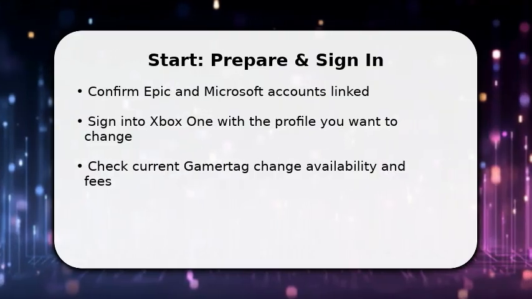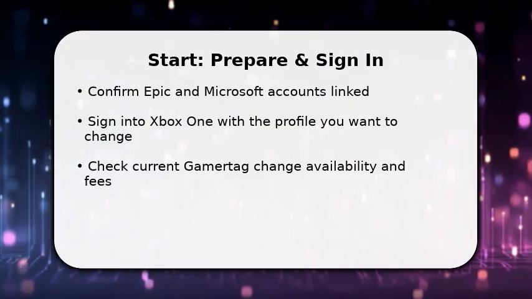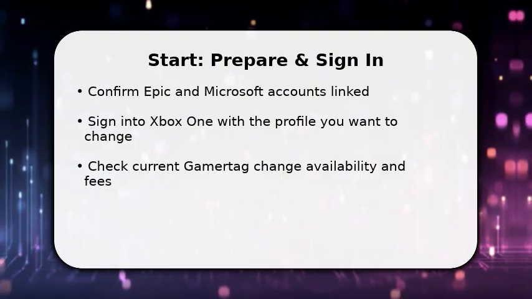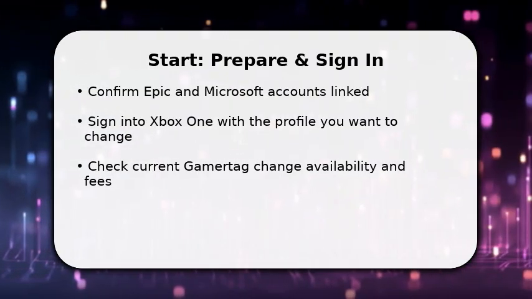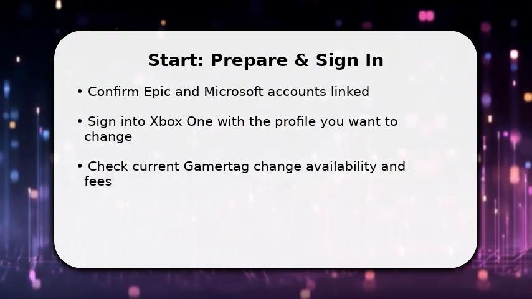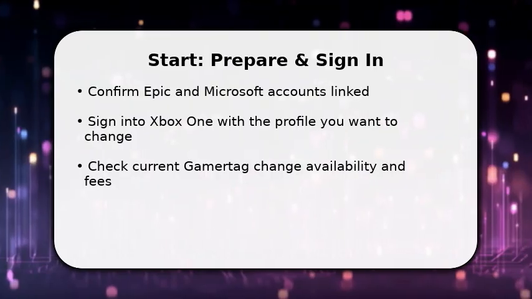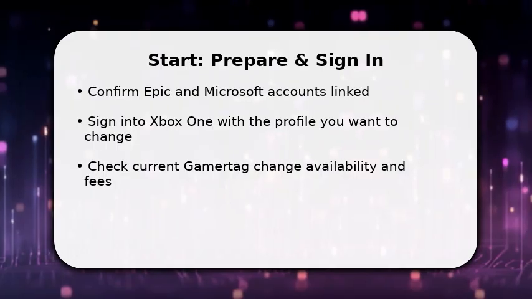You start by confirming the Epic Games account is linked to the Microsoft profile you plan to change. This avoids losing Fortnite progress. Once done, sign into your Xbox One profile and open settings so you can access your gamertag controls immediately. Make sure you know whether this is your first free change or a paid rename. Microsoft shows that during the process.